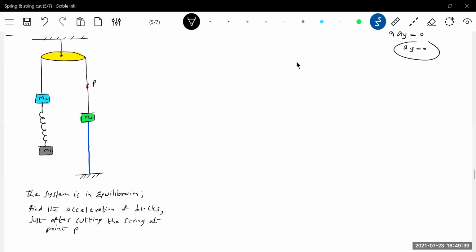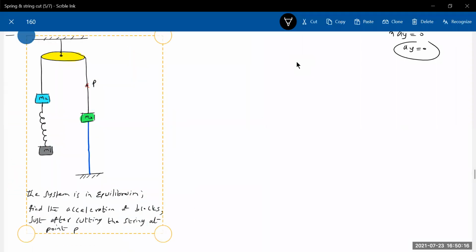Here there's a point P. Later we'll bring a problem. First we'll analyze and work out one by one. We'll cut this string, we'll cut this spring, whatever we want, let's cut later. Slowly we'll develop the ideas. Now the system is in equilibrium. Let's keep the question for our reference. First we'll show the system which is in equilibrium.